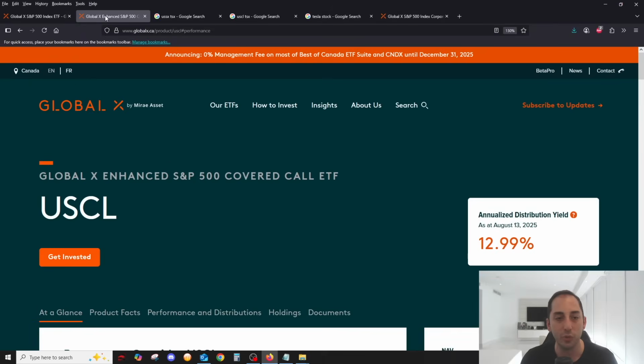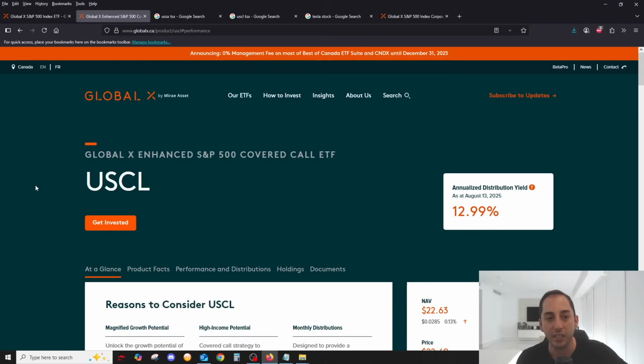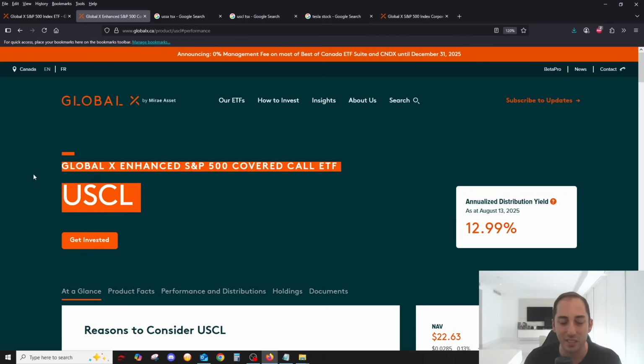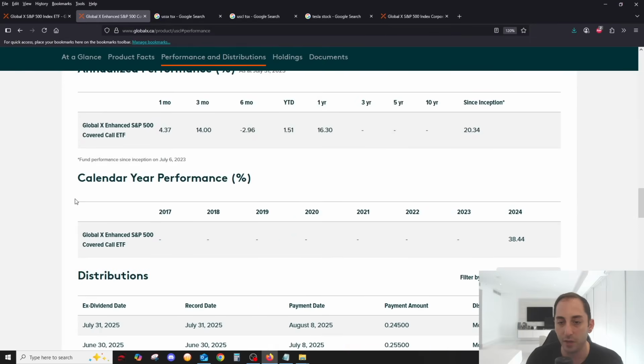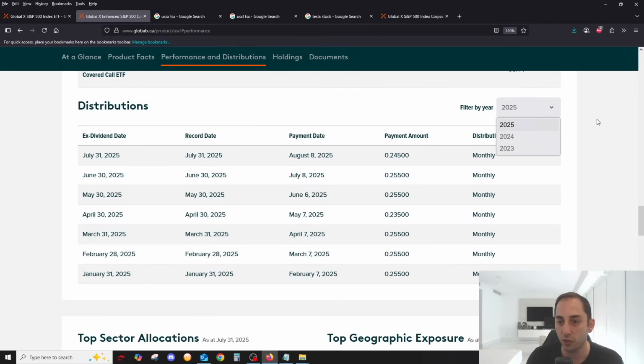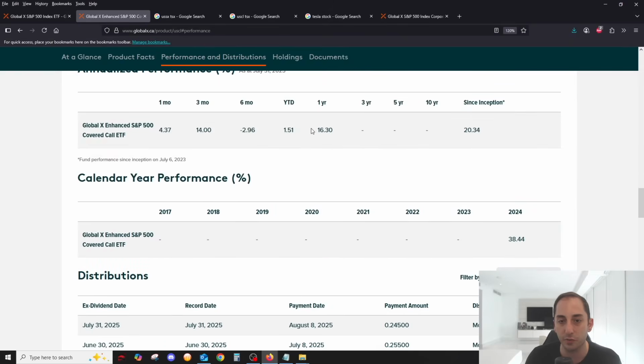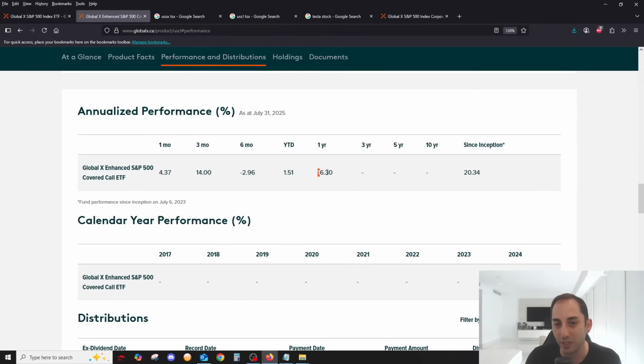So a perfect example would be something like an ETF that gives you high yield, for example, like USCL. We're going to stick with the S&P 500 theme here. This is the Global X Enhanced S&P 500 Covered Call ETF, USCL. So this one has a pretty substantial annualized distribution. Every month it gives a distribution. Typically, you see the amounts here. So if we look at the total return, the performance, in the last year, for example, it's 16.30. That will include these distributions as if you're reinvesting them, right?